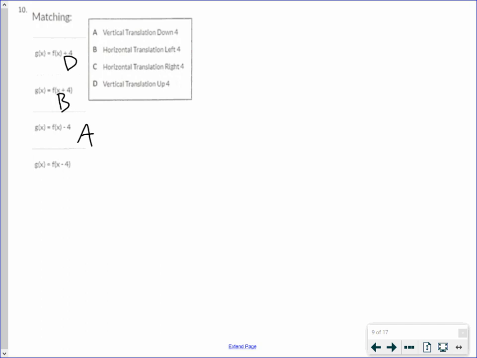And last, we have g of x equals f of x minus 4. Remember, it's in the form x minus h. So our h value in this case is 4. So it's a horizontal translation to the right by 4, or C.